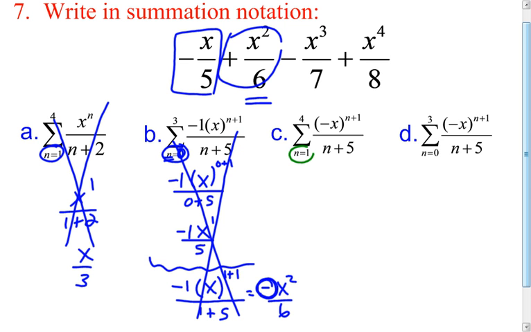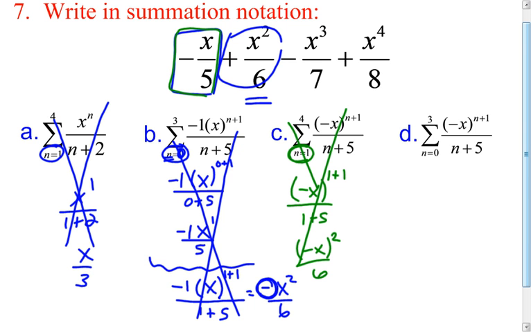Again, I'll plug in my bottom number right here and hopefully get this first term. So I will plug in negative x to the 1 plus 1 over 1 plus 5. And I get negative x squared over 6. And guess what? That does not give me my first term. So this is not it. And of course, you could continue going, but I will tell you that this is it then.